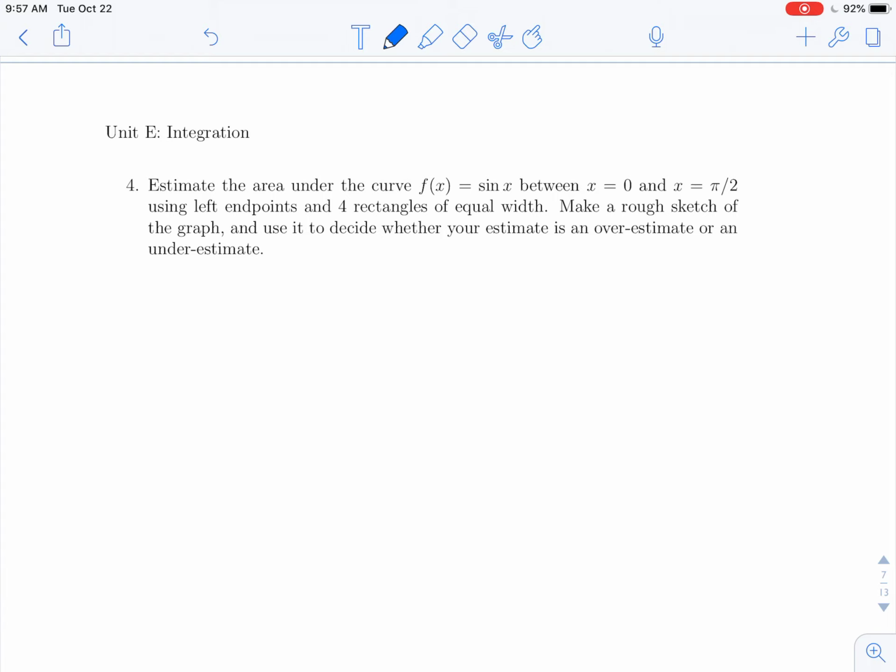underestimate. So usually when we do these area estimates, we won't actually draw a graph, but we'll do it again this time, and this time we'll do it so that we can do the over-under part of the problem. But let's go ahead and do the rest of it first. So delta x will be pi over 2 minus 0 all over 4, which is pi over 8.